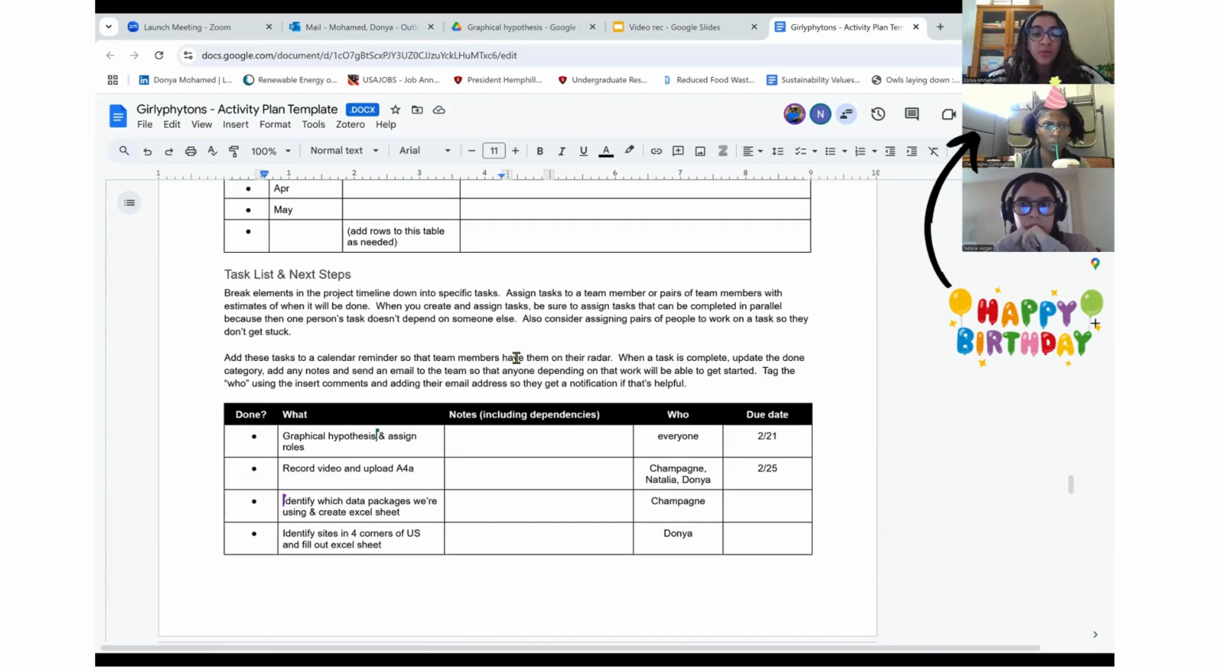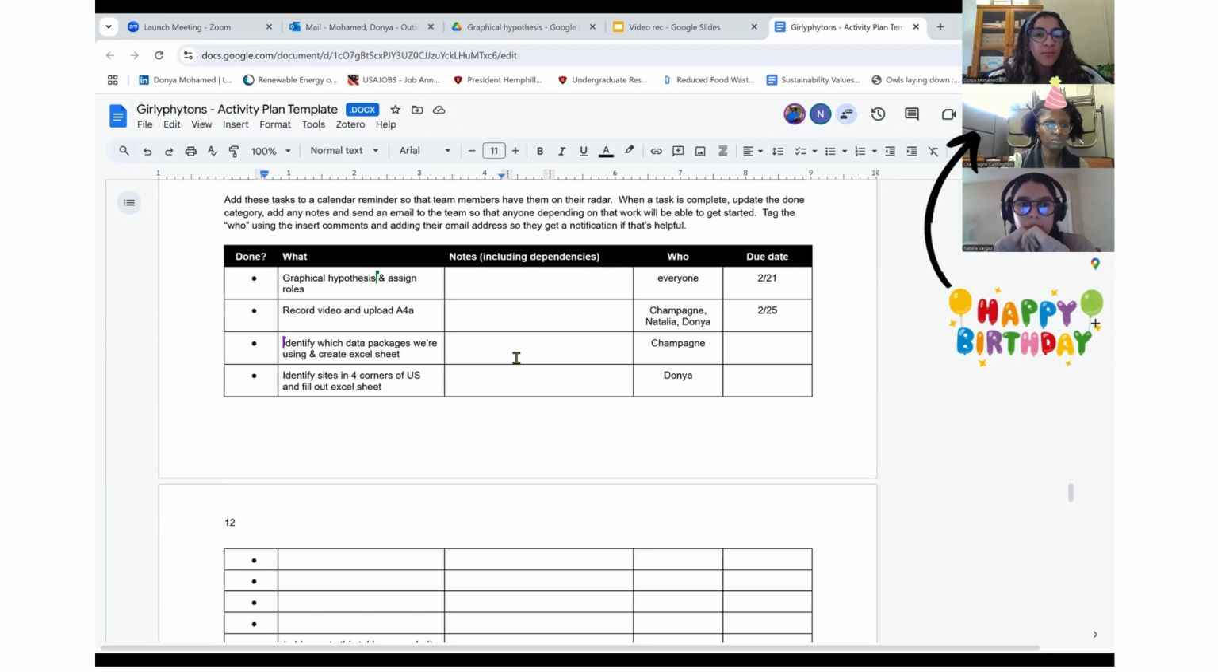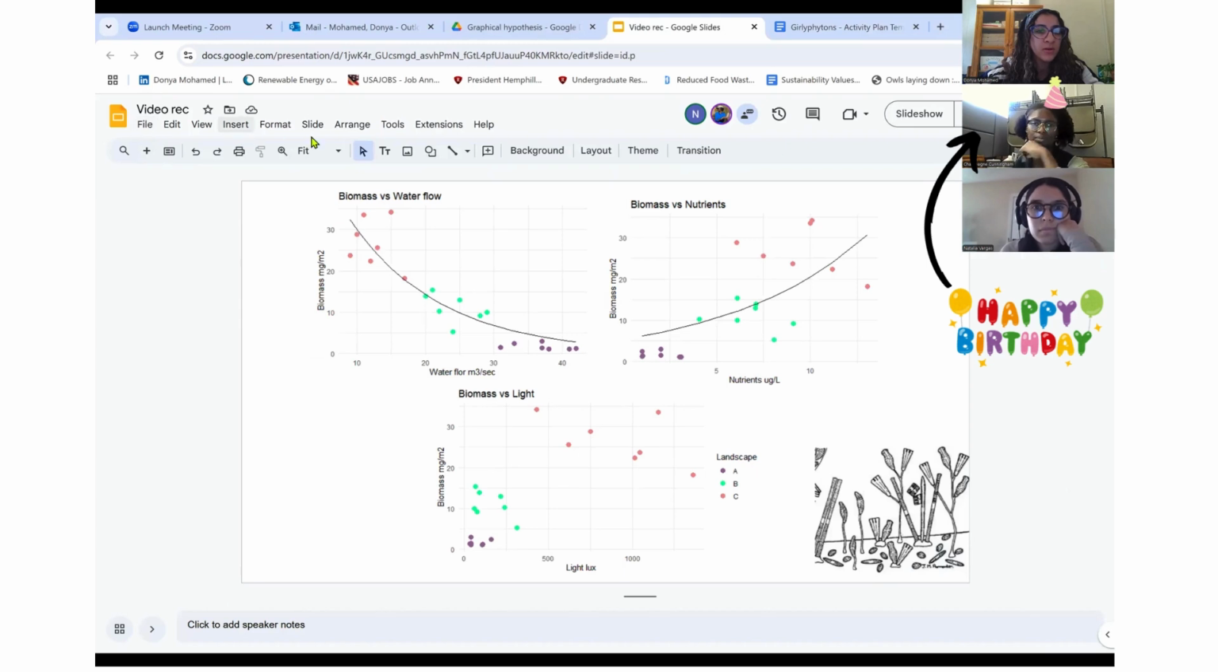So we already identified our roles and our next step is going to be identifying which data packages, NEON packages, we're gonna be using, and then create an Excel sheet and just enter all of that information in there to keep track of it. And then we're gonna identify sites in the four corners of the United States and fill out that Excel sheet, and try to see if there are any limitations. And again, we're just trying to focus on one stream in each of those corners of the United States for now. And then I'm going to pass it on to Gabby to talk about the graphical hypotheses.